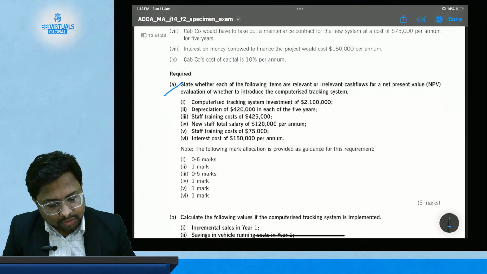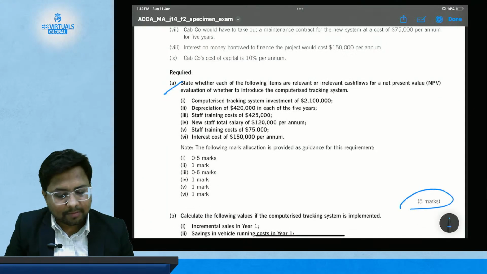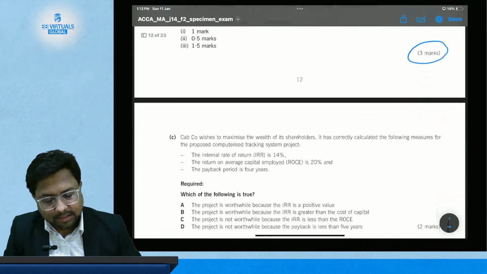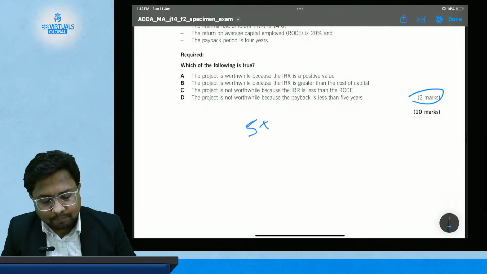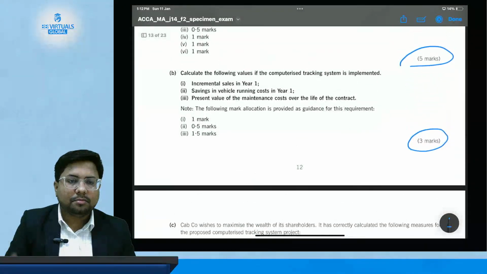number A. Question number A is of 5 marks. Then question number B is of 3 marks. Then comes question number C of 2 marks. So 5 plus 3 plus 2 is equal to 10. That makes a total of 10 marks. So each question will be of 10 marks.